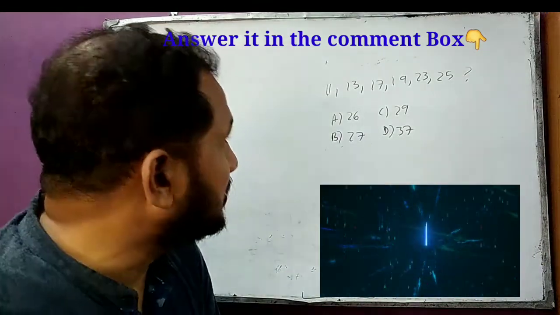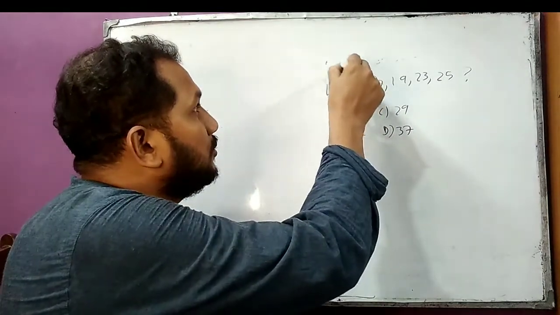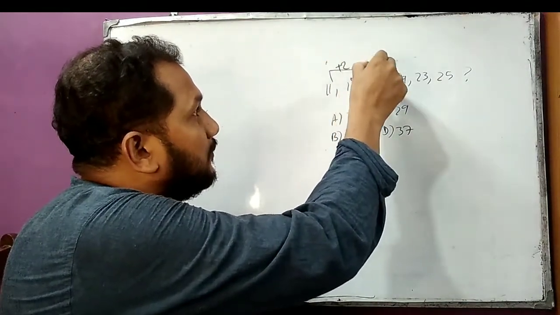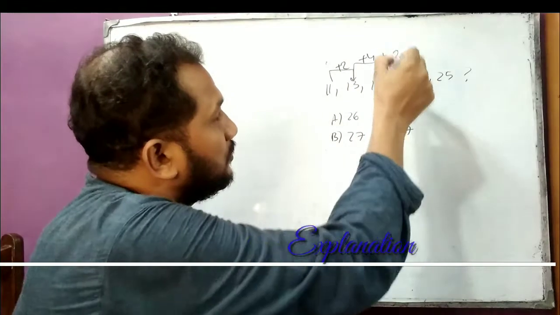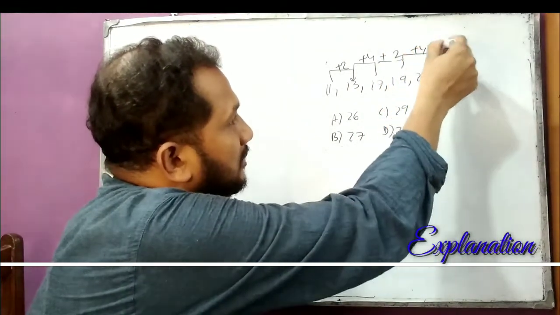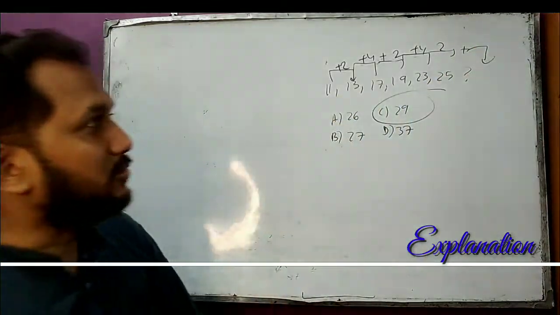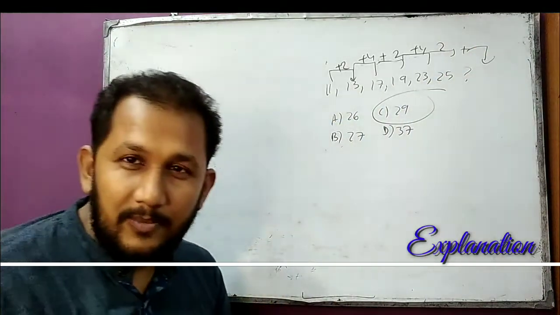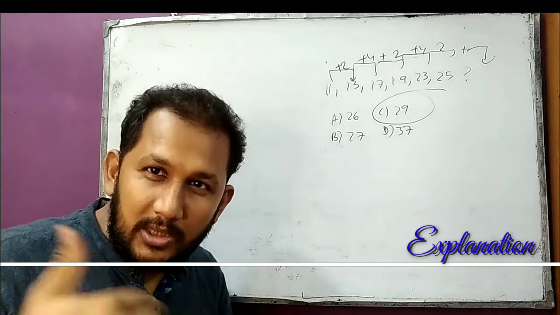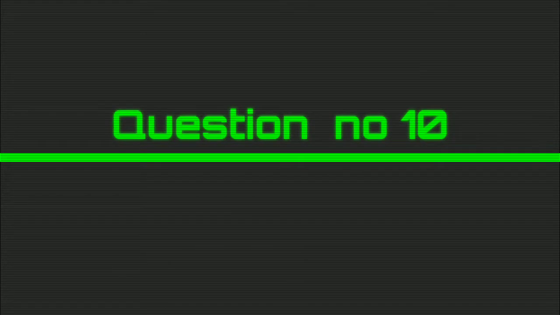Now the answer: there is a gap of 2, then a gap of 4, then 2, then a gap of 4, then 2, then 4, that is equal to 29. So the answer is 29. Let us consider the next question.